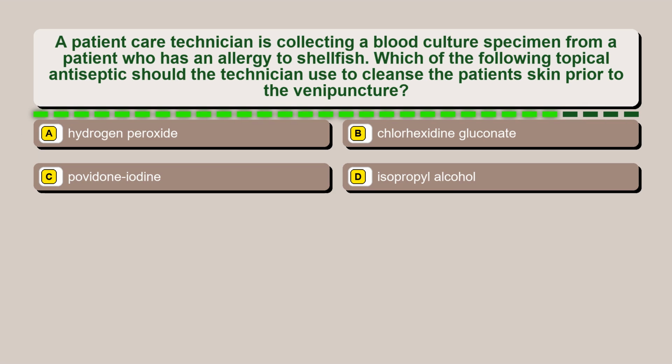A patient care technician is collecting a blood culture specimen from a patient who has an allergy to shellfish. Which of the following topical antiseptics should the technician use to cleanse the patient's skin prior to the venipuncture? Option A, hydrogen peroxide. Option B, chlorhexidine gluconate. Option C, povidone iodine. Option D, isopropyl alcohol.